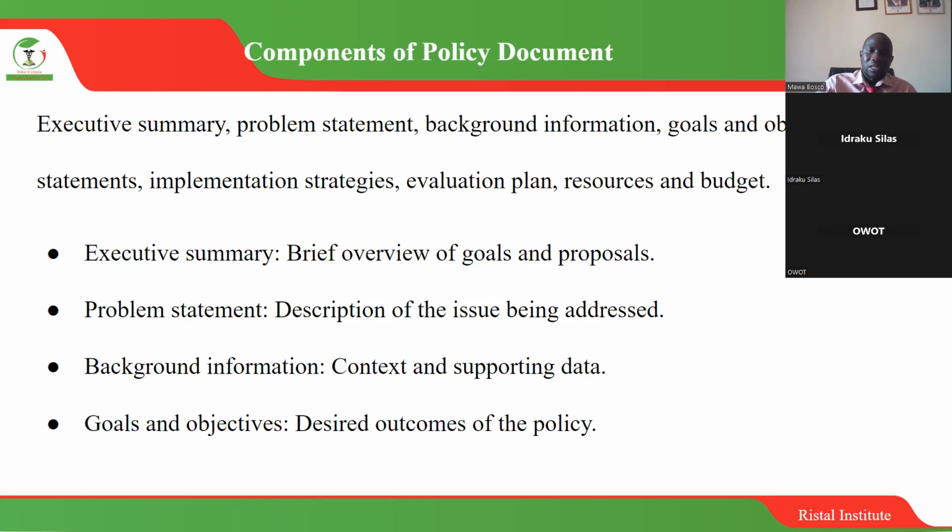The executive summary has the brief overview of the goals and the proposals to the problem. But remember, a policy has to be addressing a particular problem. Okay, so the executive summary contains the goals and the proposals to address the problem. And then what is the exact problem that is going to be addressed is covered under the problem statement. And then the background information provides context and supporting data. And then the goals and objectives of the policy.